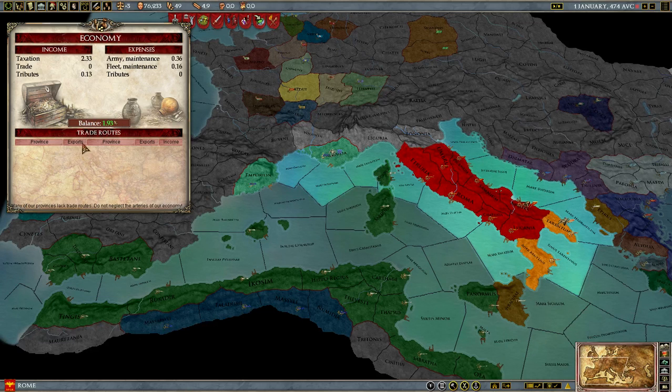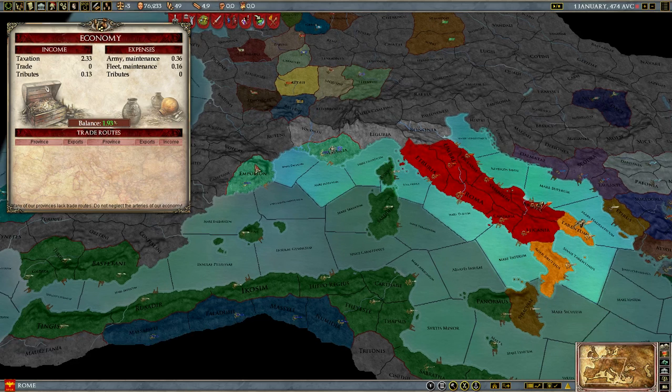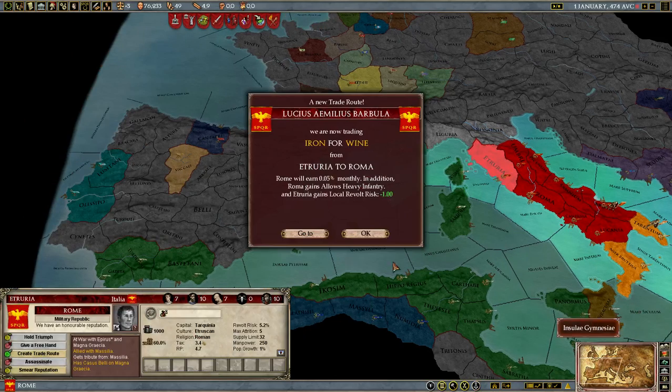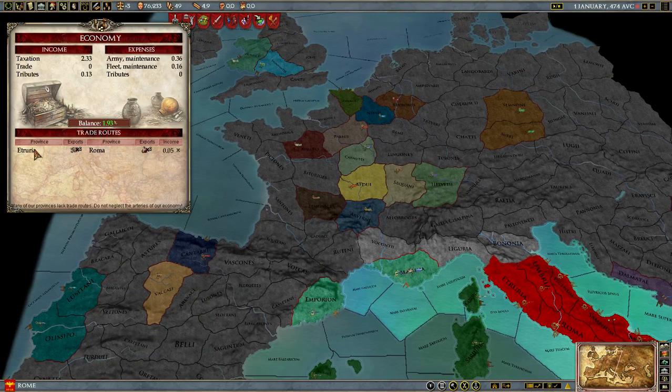And, of course, your balance, and this shows a list of all trade routes you currently have. So if I were to go here and do this, there's now a trade route. And your data about that.